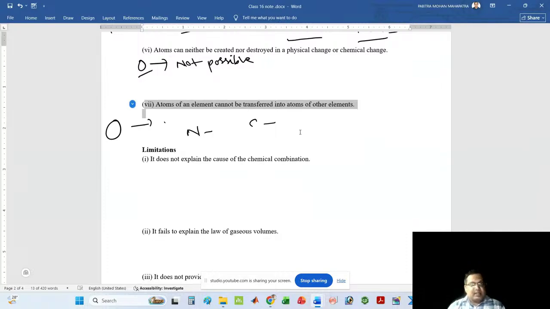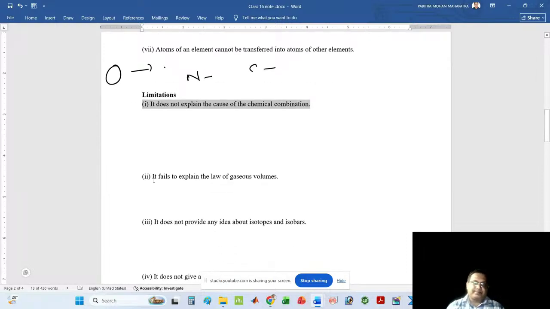Actually, it said that atoms participate in chemical reactions, but it cannot explain the cause of chemical reactions. It only said atoms participate in the chemical reaction, but how is the reaction possible? Why do atoms want to undergo chemical combination? They have a tendency to combine with each other to form molecules. Dalton cannot explain the cause of combination. So this is the first failure, the first demerit of Dalton's atomic theory.